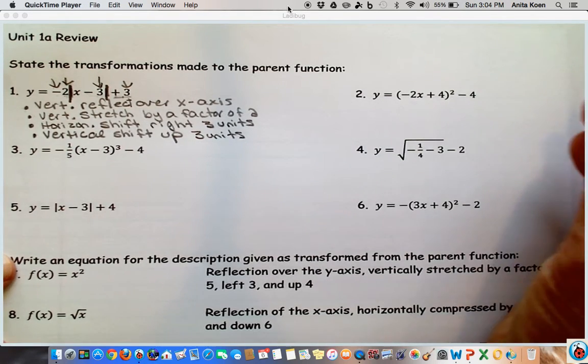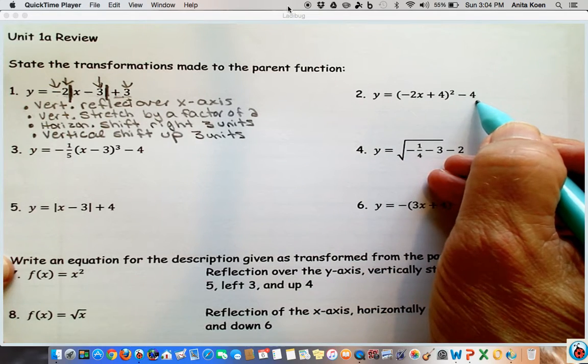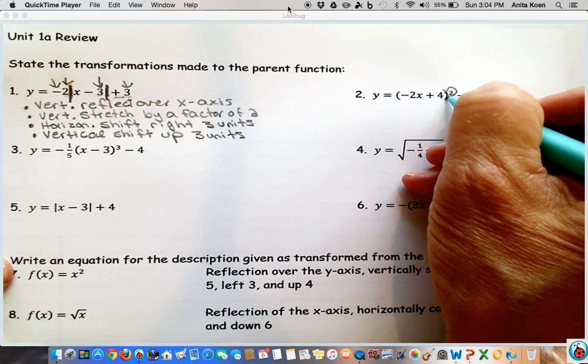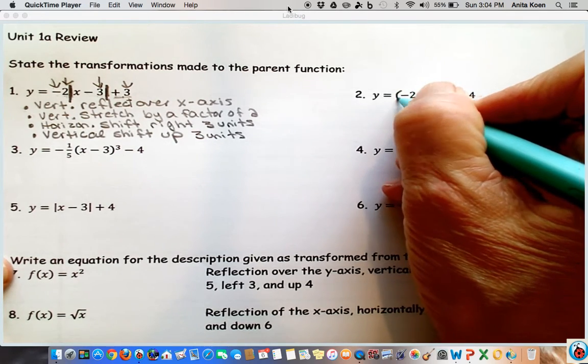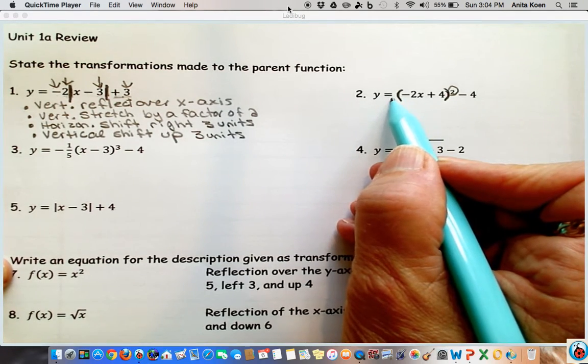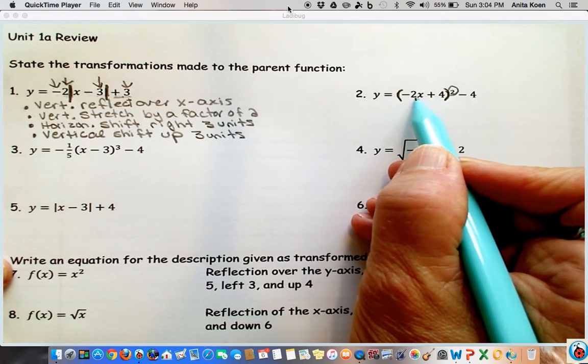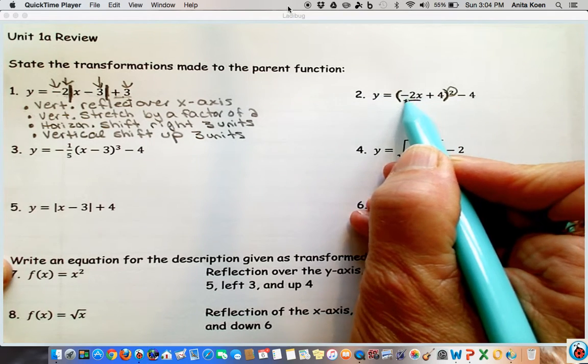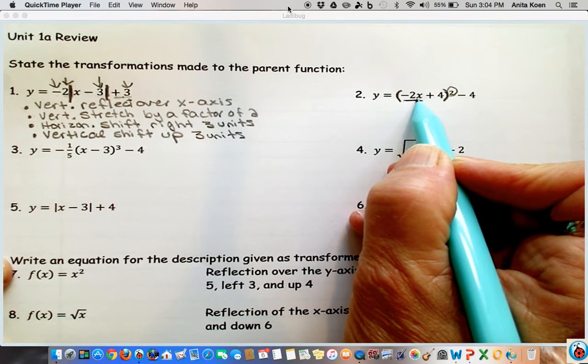All right, let's look at number 2. With number 2, I have to identify the function, which is the quadratic function. So here's where the quadratic function is. There's nothing on the outside and the front, but I do recognize that on the inside of the function there's a negative 2 in front of the x. This means I have to factor.